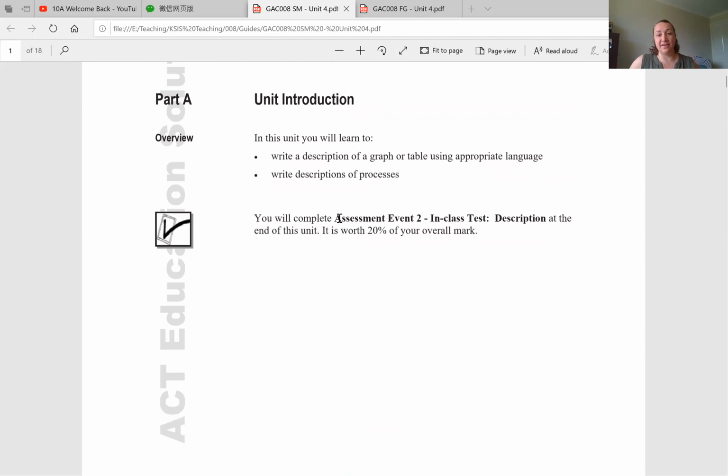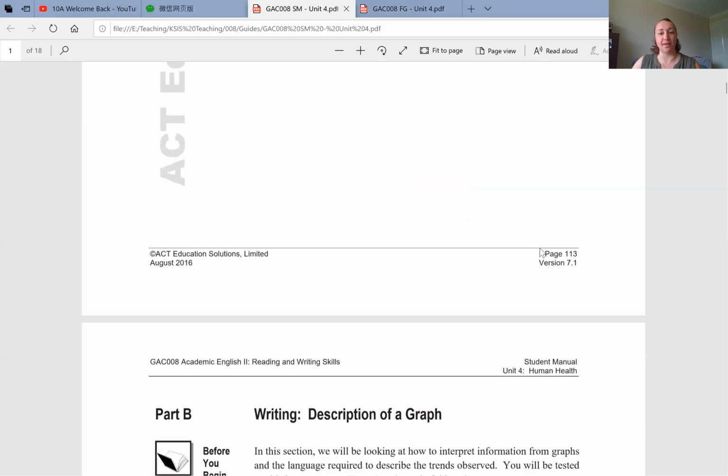Now, assessment event 2, it's a big one. It's 20% of your overall mark. So I will be doing a mock description with you probably next week, and the actual assessment is going to be in 2 weeks' time. So we'll work together and make sure that we've got the correct language, correct sentences, correct order, appropriate planning, etc.